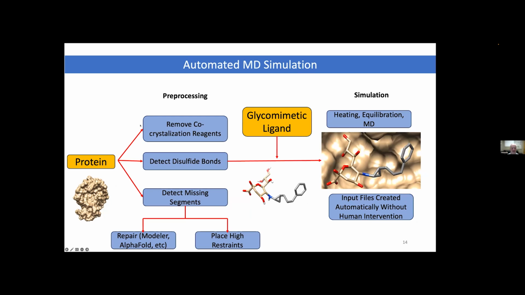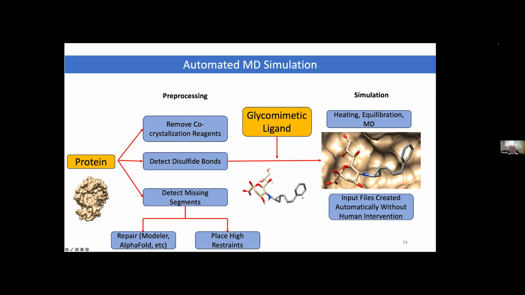Once you've got the ligand sorted out with the protein, since this is being uploaded from the PDB, there's all sorts of things that have to be done. You've got to remove the co-crystallization reagents, detect and form disulfide bonds, detect any missing segments in the protein. All these things that we manually do routinely need to be automated. And you can either repair those missing bits or place restraints on them.